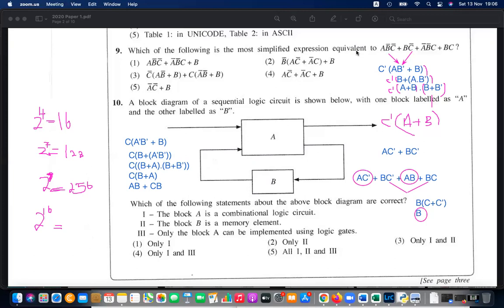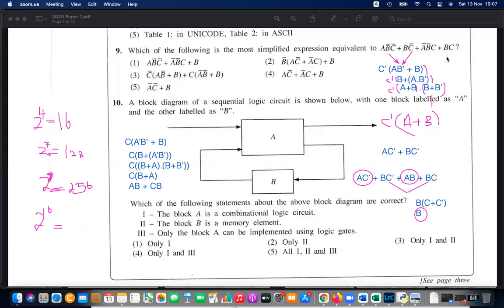Did I make a mistake anywhere? First two, okay, C not out. Solved. First one, okay, C not is outside. So let's consider C not is outside AB and AB not B. AB not B will become AOB. So C not is outside. It is C not AOB. C not AOB can be written like AC not BC not.